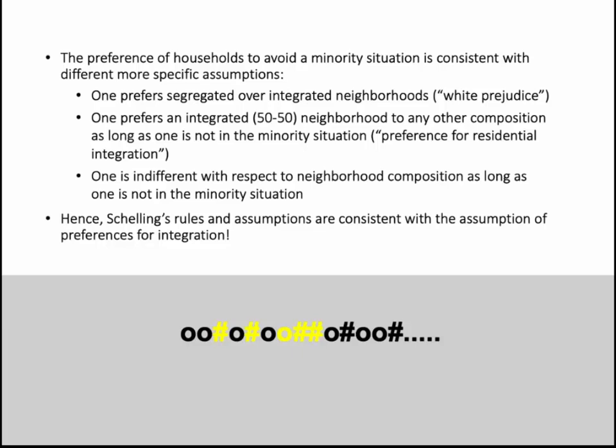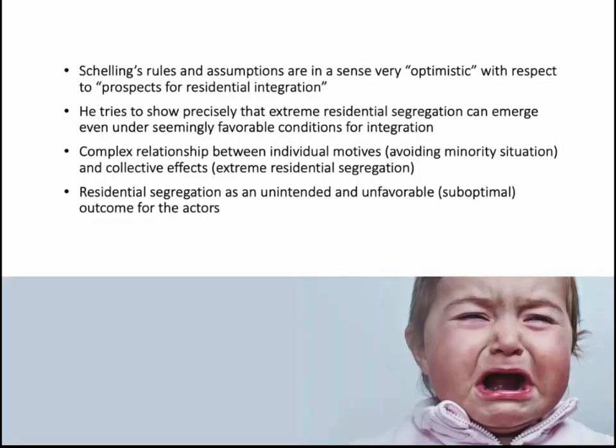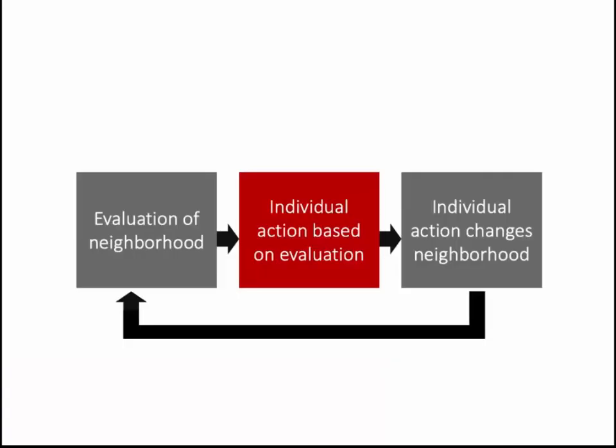I don't know how this is justified, I don't know what this actually means, whether one prefers segregated over integrated worlds, or one prefers integrated neighborhoods. That's not really the point that I want to make. What he shows is how these simple rules, where an individual becomes unhappy when more different ones are in the neighborhood than similar ones, just a little bit, actually trigger these complex dynamics, and residential segregation as an unintended and even unfavorable outcome for everybody in there.